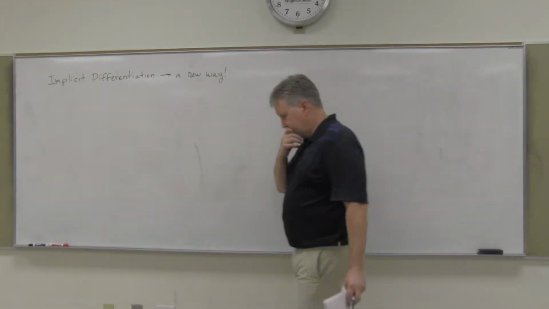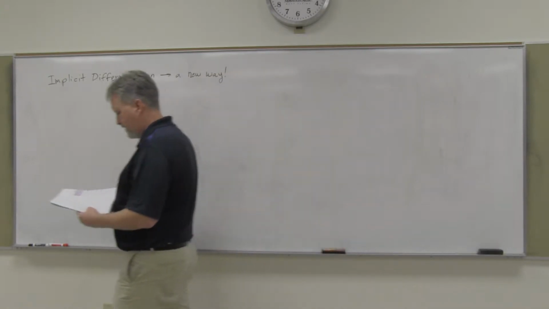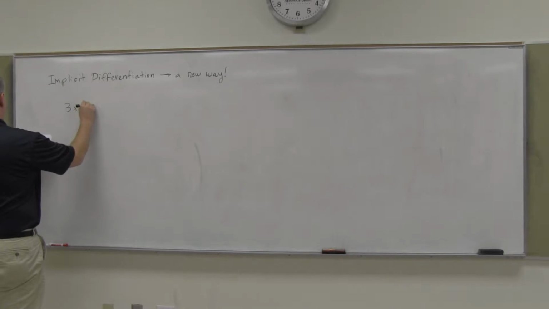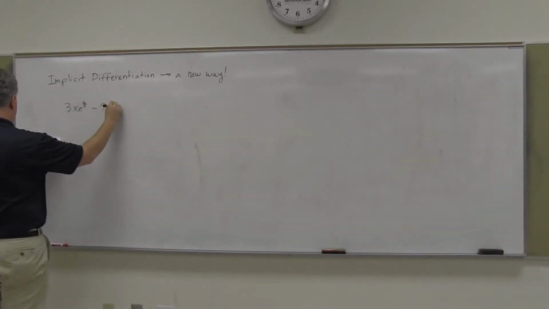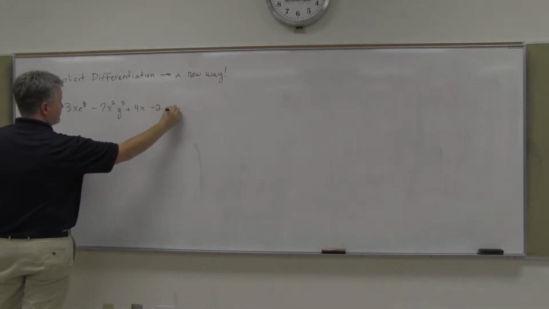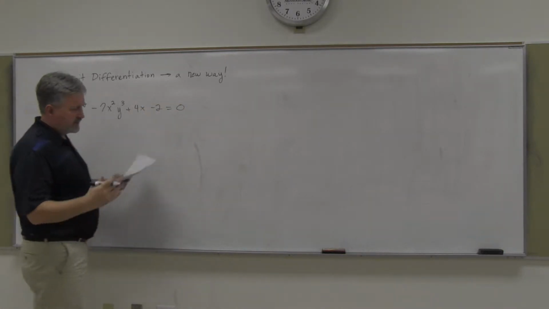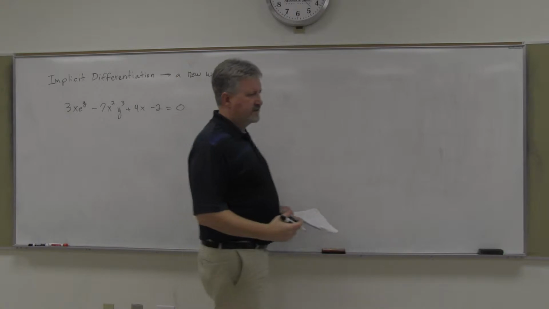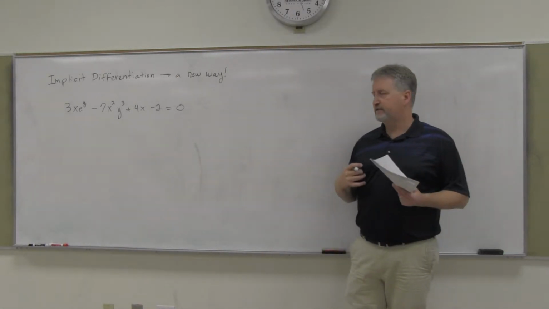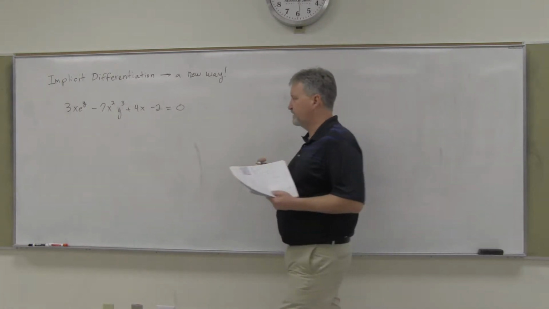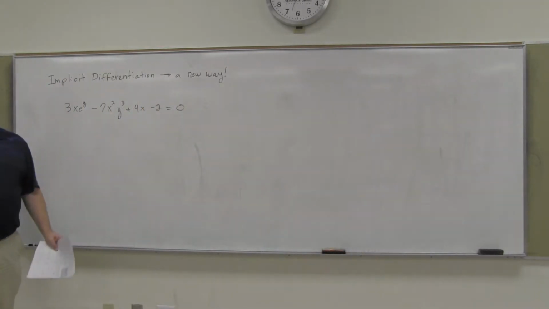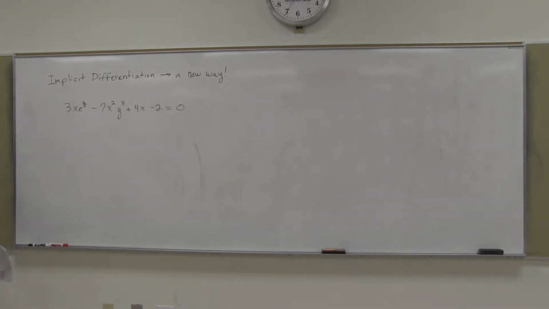A new way to do implicit differentiation. All right, so let's say I've got 3x e to the y minus 7x squared y cubed plus 4x minus 2 equals 0. Obviously, that's going to be needed to find dy over dx. We're going to need to do the implicit differentiation. However, here's what we can do.